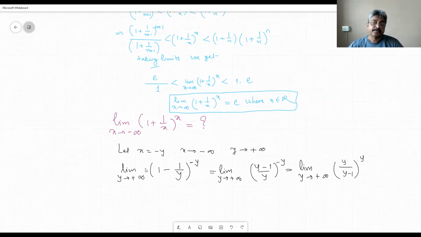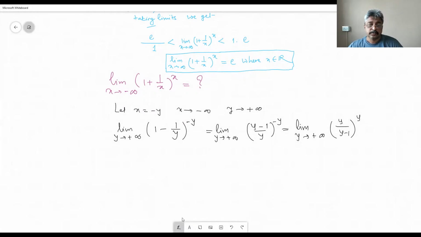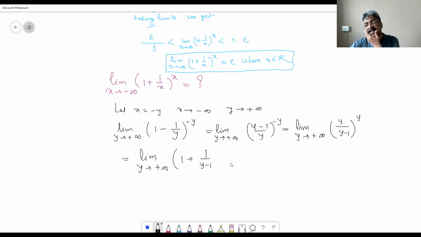y minus 1 plus 1. So limit y tends to plus infinity, 1 plus 1 over y minus 1. Is that correct? Raised to y minus 1, if I write, that means I am dividing, multiplied by 1 plus 1 over y minus 1. Is that correct?